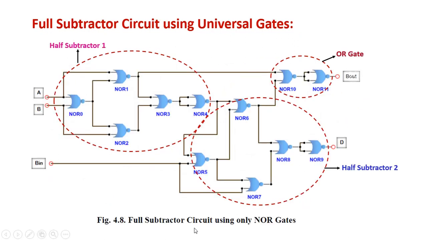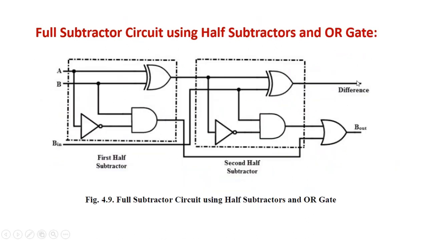Now similarly you can form the full subtractor circuit using only NOR gates. So this is one XOR gate, which is for the half subtractor. This is another XOR gate for another half subtractor, and you are taking the borrow from here for the first stage and the borrow from the second half subtractor, and you are giving it to an OR gate. So finally you will get the borrow out. So here we are getting the difference and here we are getting the borrow out.